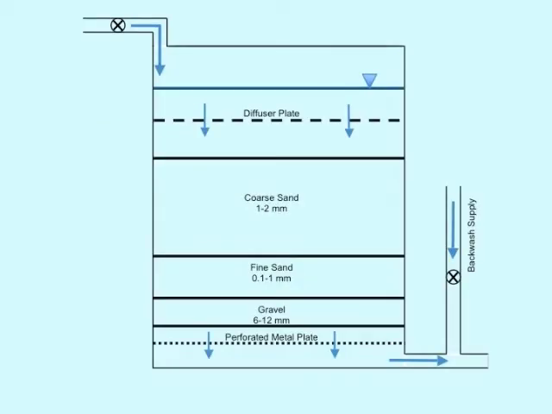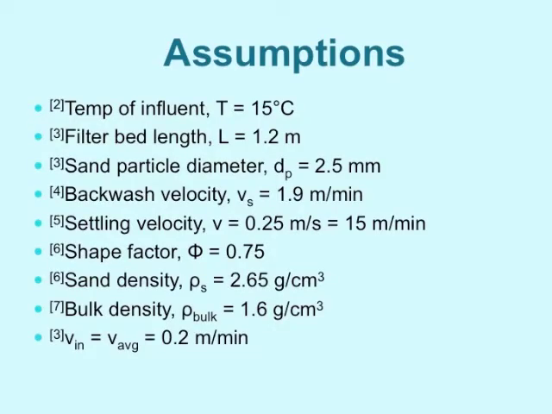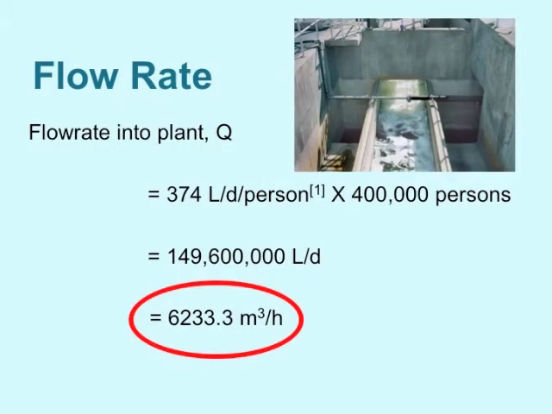This is the typical cross-section view of a sand filter bed. To solve this problem, we had to make a few assumptions based on similar filters already in existence. The rate at which we need to treat the water is 6,233.3 meters cubed per hour. This is the flow rate into the treatment plant.